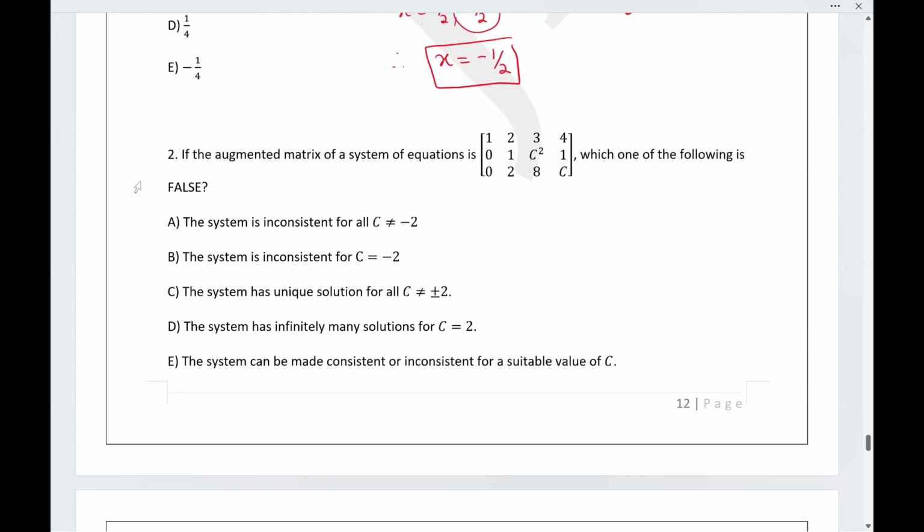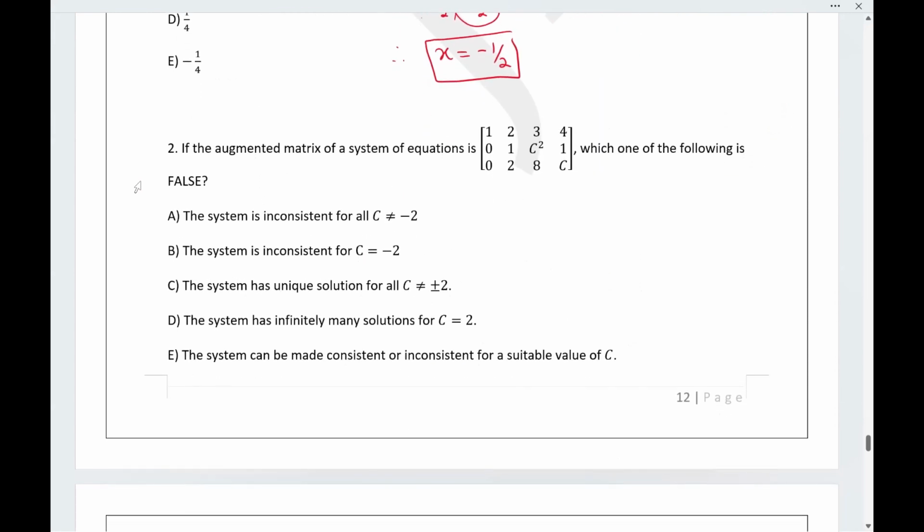Okay, so look at this one again. It says, if the augmented matrix, this, it said, which of the following is false? Now, it has a lot of things. We have inconsistent, unique. So let's try to deal with all of the cases. Now, already you see this is our matrix. This is 1, 0, this is 1. So here should be what? Here is 2, here is c squared, here is 8.